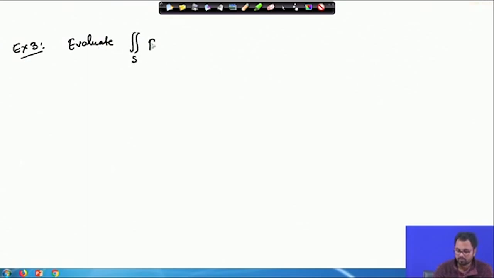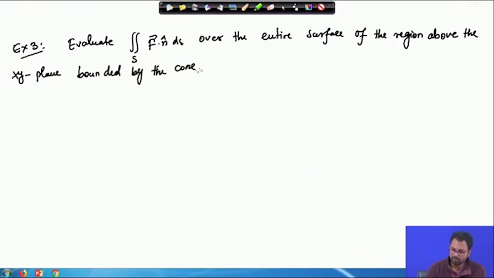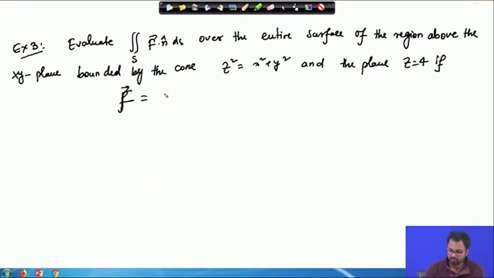Evaluate the surface integral of F dot n dS over the entire surface of the region above the xy plane bounded by the cone z square equals x square plus y square, and the plane z equals 4. If capital F is 4xz times i plus xyz square times j plus 3z k.